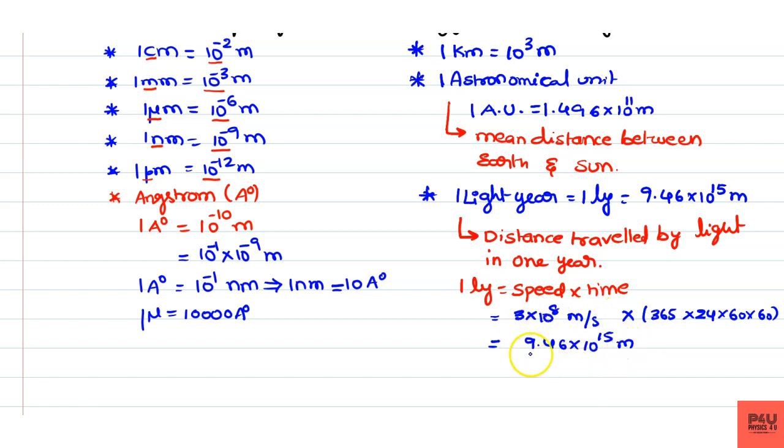This is the distance traveled by light in 1 year. And there is one more unit which is greater than light year, a very large distance. It is known as parsec. Its value is 3.08 into 10 power 16 meters.